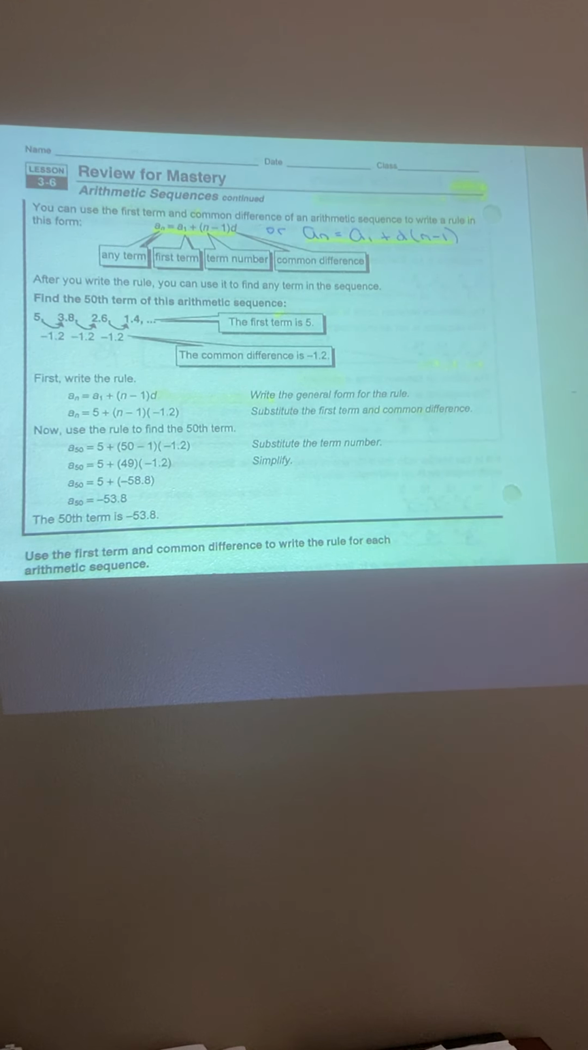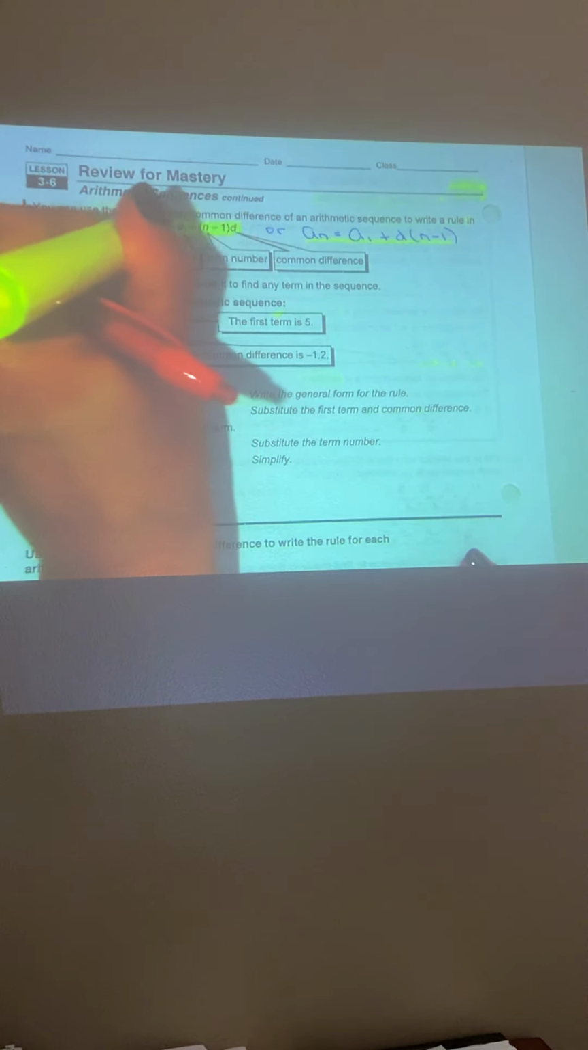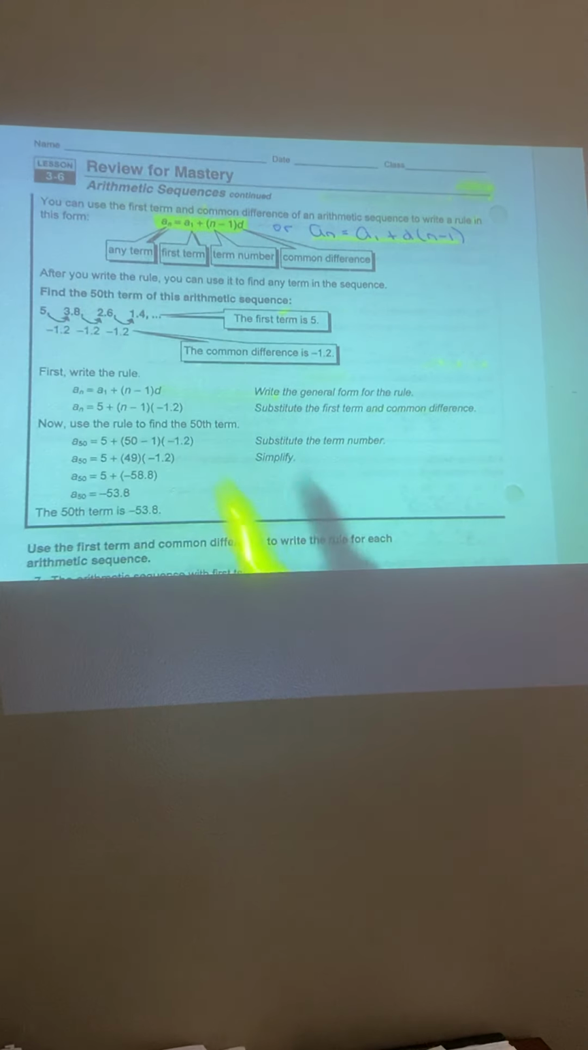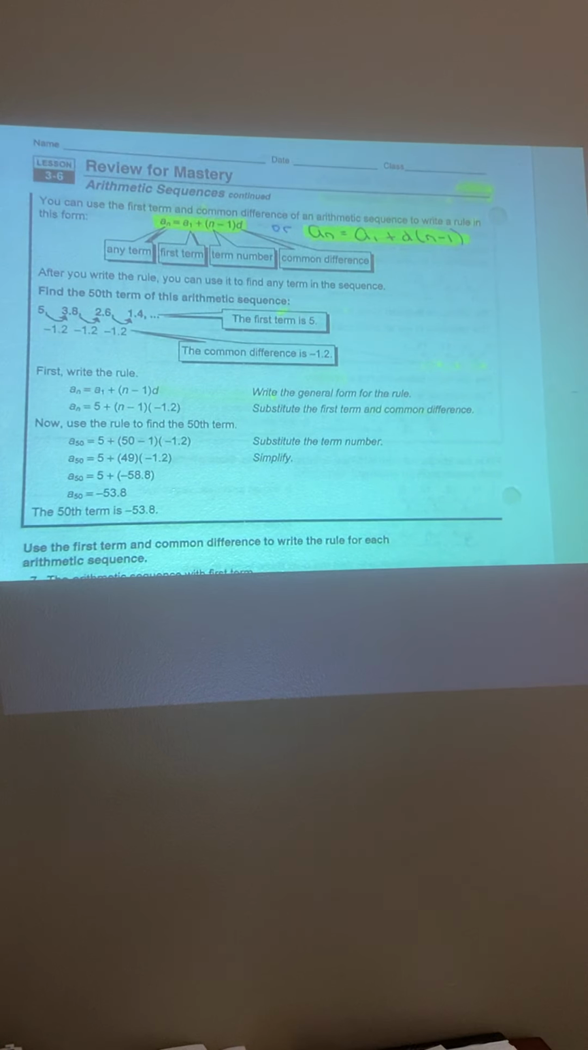We're going to use the first term and the common difference to write an arithmetic sequence. You have to know this formula. You can write it like this, or you can write it like this. I prefer this way, the handwritten way. It means the same thing.